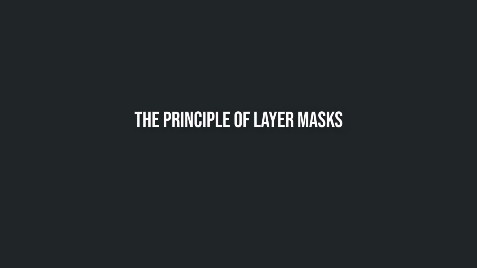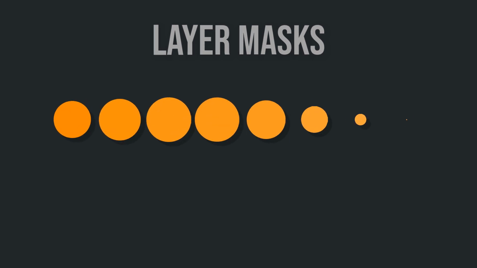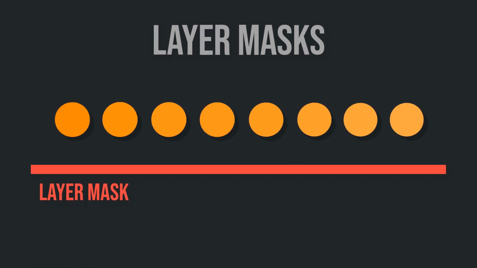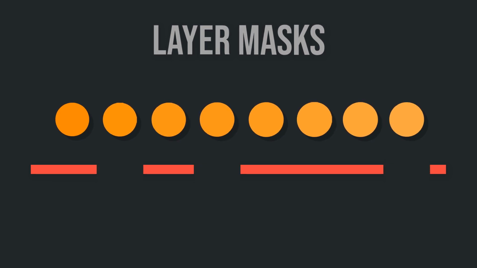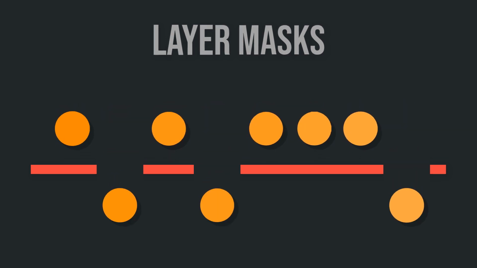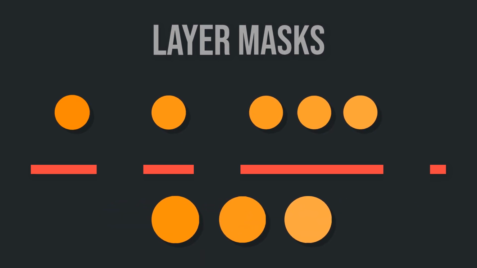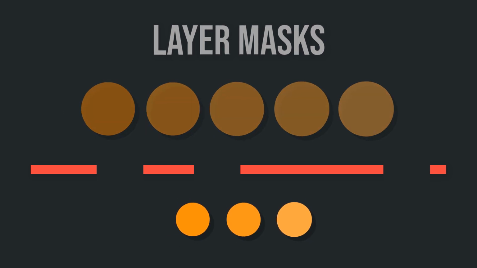The principle of layer masks. In the last video, you learned that there is only a limited amount of different layers in Unity. Let's say that we can define 8 different layers. Now you can imagine a layer mask as a barrier. For some layers, the barrier is opened, and for the others, it's closed. When Unity casts a ray, it checks the layers of the objects in the scene against the mask and separates the objects into 2 distinct sets. The ones which are considered by the raycast and the others which are ignored.